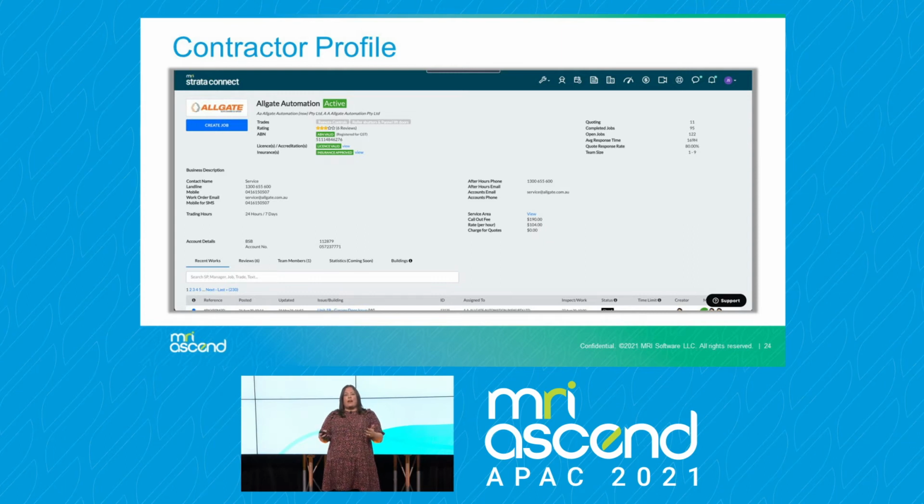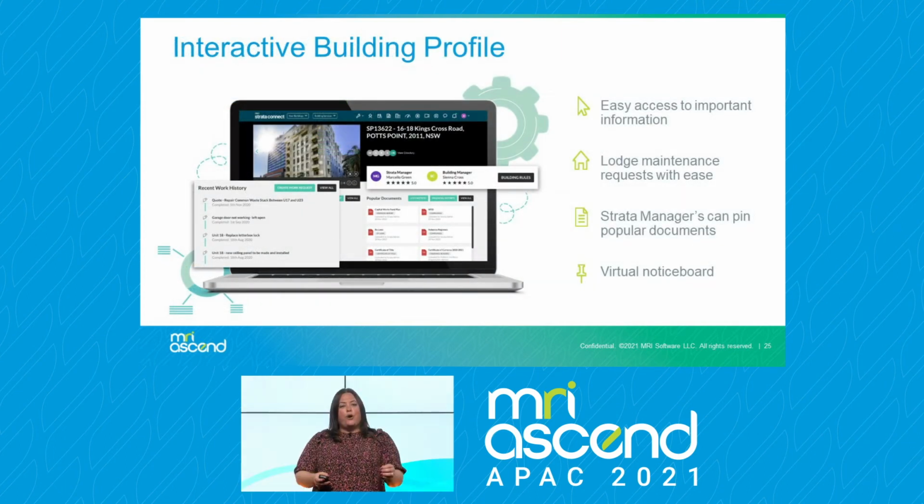We also have the interactive building profile, which provides your owners and residents with easy access to important information about their building. They can lodge maintenance requests with ease, as well as view any upcoming works that are scheduled at the property. What's also great is your strata managers can pin important documents such as bylaws or meeting notices or certificates of currency at the top of the page, so your owners won't need to call you when they can't find a particular document. There's also even a virtual notice board where strata managers can type in important announcements that everybody needs to be made aware of.